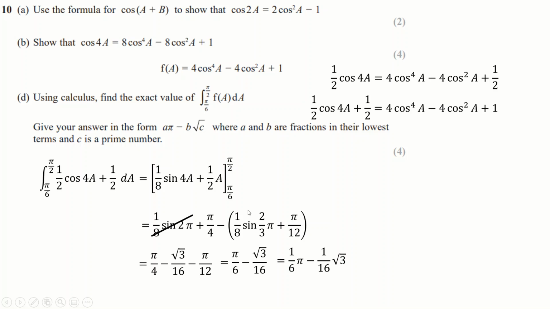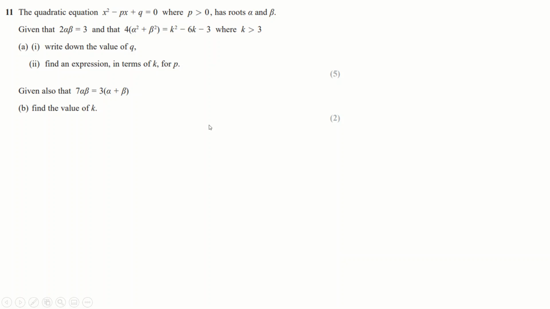Writing it in the form that they've got it, maybe put a 6th there, and yeah, who cares. Question number 11, last question about roots. So we've got our quadratic here. Now, the first thing I'll say is that alpha beta is q over 1, which is just q. And then alpha plus beta is minus p over 1, which is just p. So that's what I'll start with.